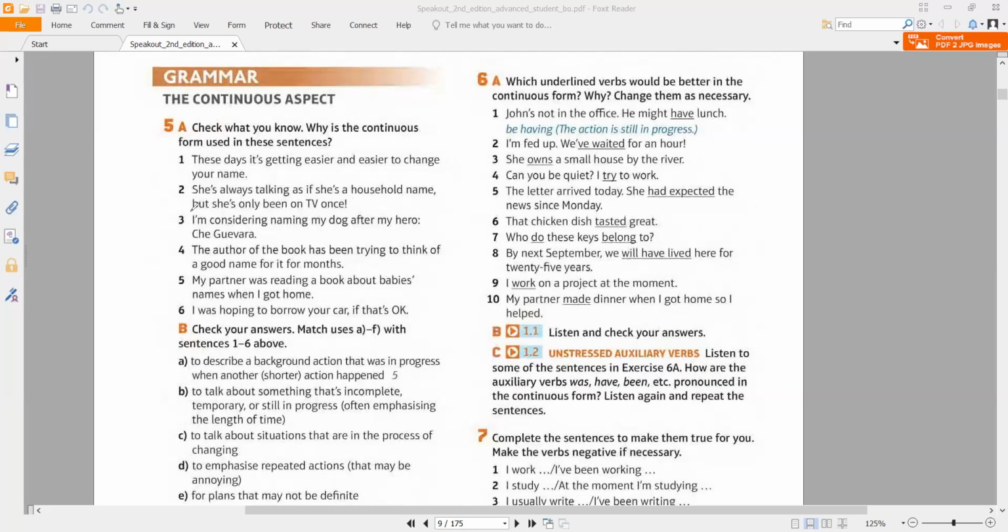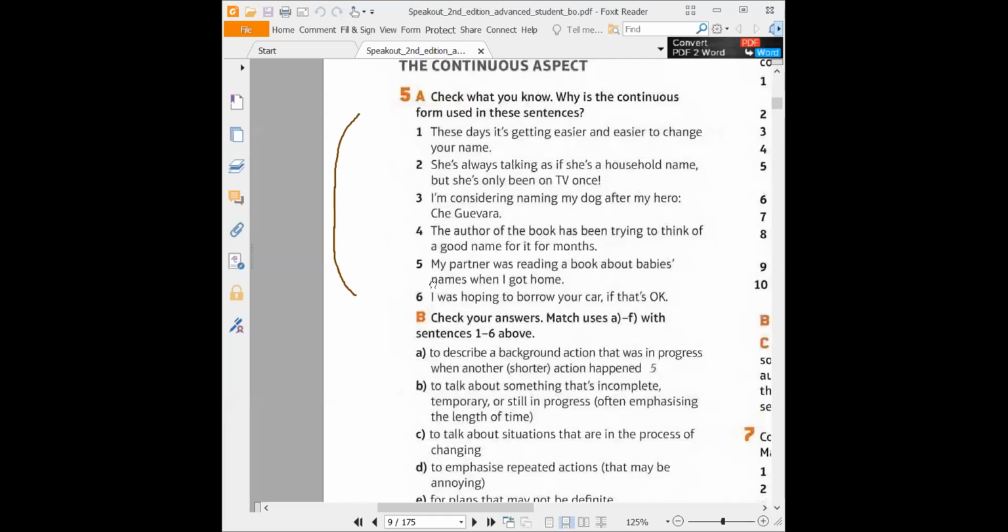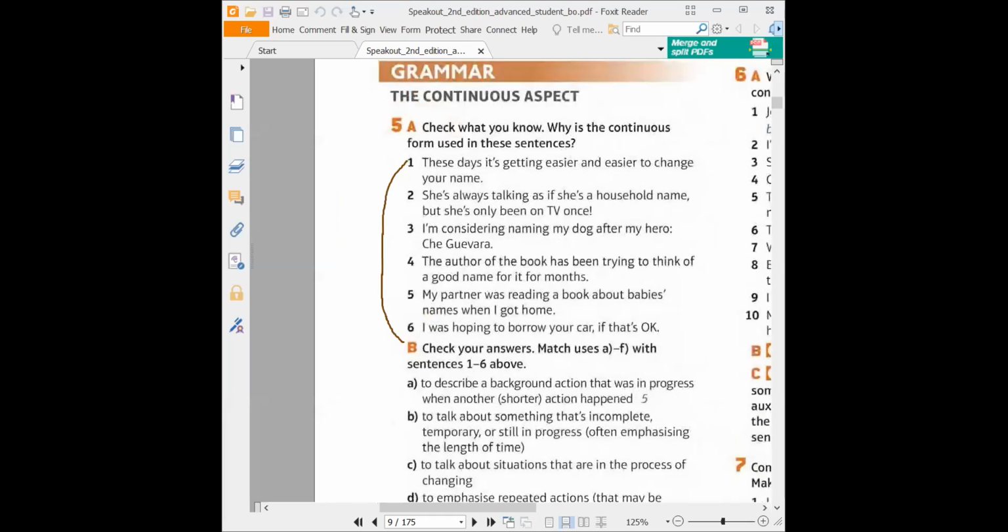Let's see this question. We have 6 sentences, and they're telling us, check what you know. Why is the continuous form used in these sentences? Read them and just tell me, why did they use the continuous here? After that, we will go to the grammar unit and we will study it together. I just want you now to trigger your memory and think, why do we use them? Why?